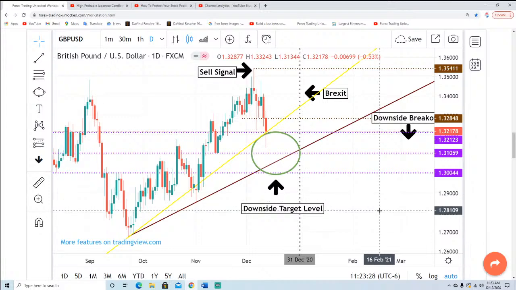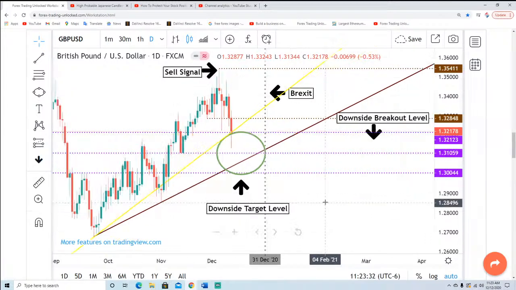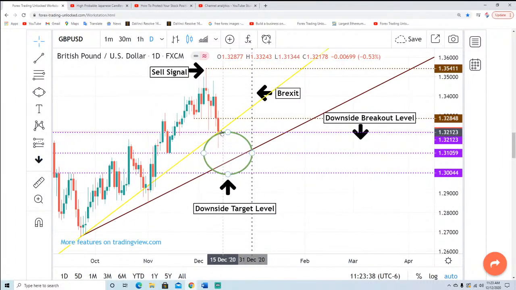euro, has sold off. This sell signal here had us targeting this $32.12 area down to $30.04. Interestingly enough, it had come close to it a week ago, right after the sell signal came really close, and then it rallied, and it looked like it was going to fail. But what did it do?